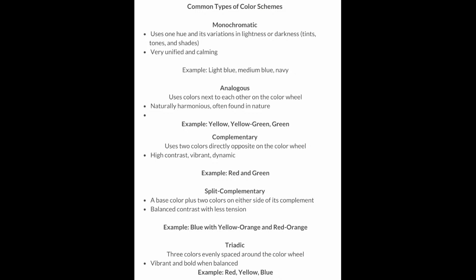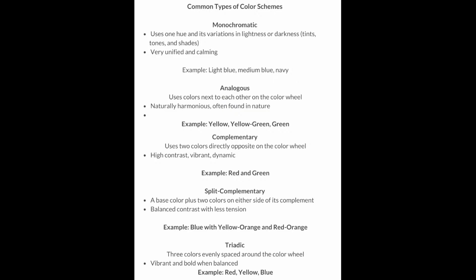The next one we have is analogous. These are colors that are right next to each other on the color wheel. We're going to talk a little more about that in a few minutes, because that's the first color scheme we're going to start with in this series. So an example is yellow, yellow-green, and green. And these colors are very harmonious together because they have something in common with each other. If you notice the yellow, yellow-green, and the green, they all have yellow in common. So there's no way that those colors won't look good together.